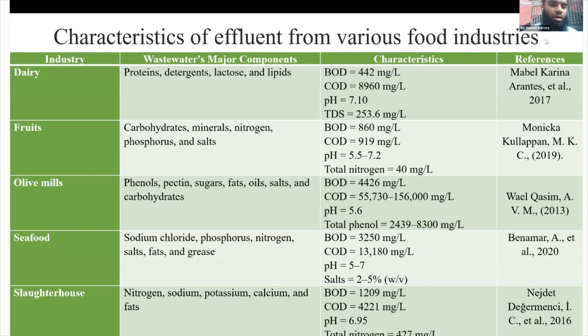And this slide contains characteristics of the wastewater major components and industries. You can see here dairy, fruits, olive mills, and seafood slaughterhouse. Wastewater major components are protein, detergents, lactose and lipids, carbohydrates, minerals, nitrogen, phosphorus, and salts. And for olive mills, wastewater major components are phenol, pectins, sugars, fat, oils, salts, and carbohydrates. And you can see here the characteristics of BOD and references included.